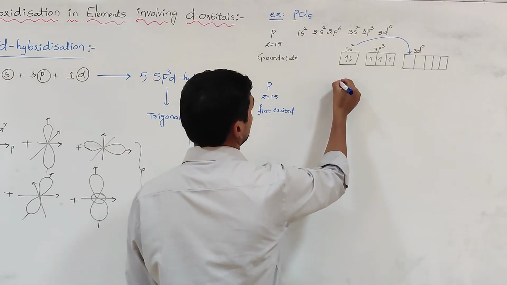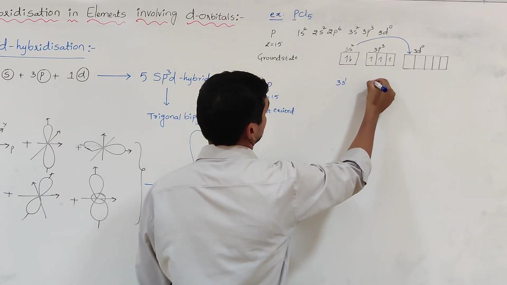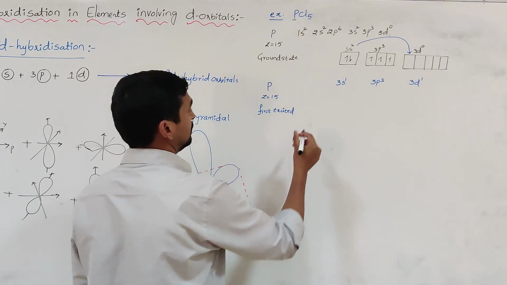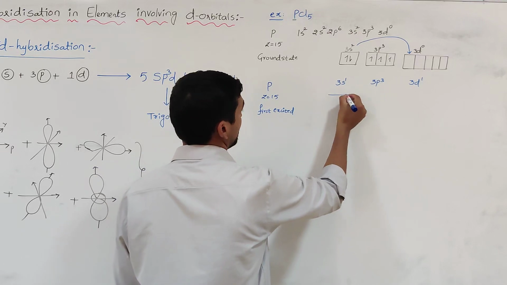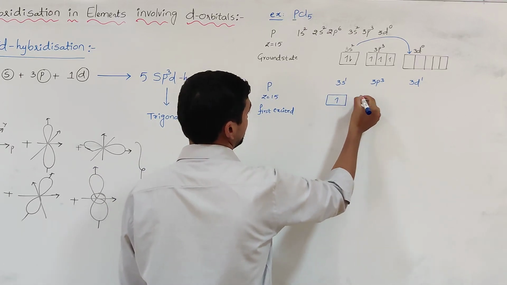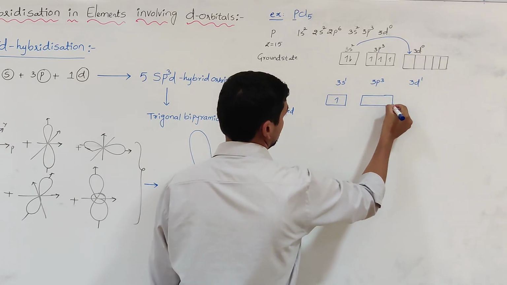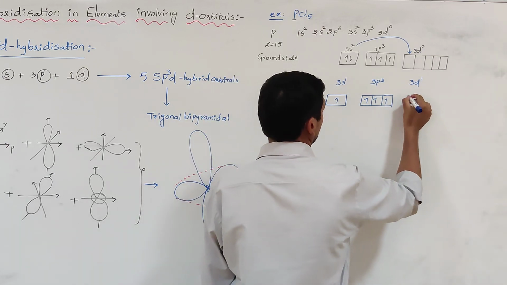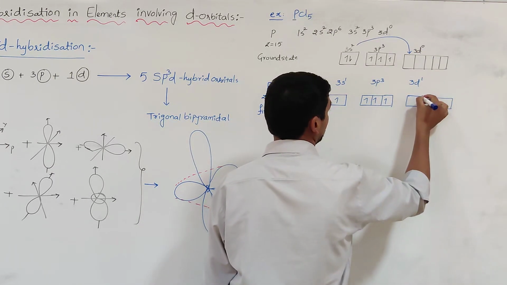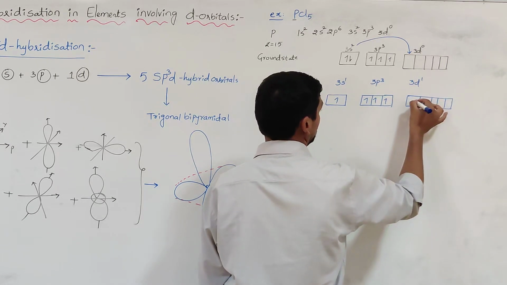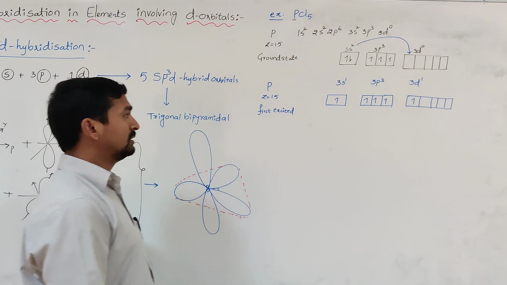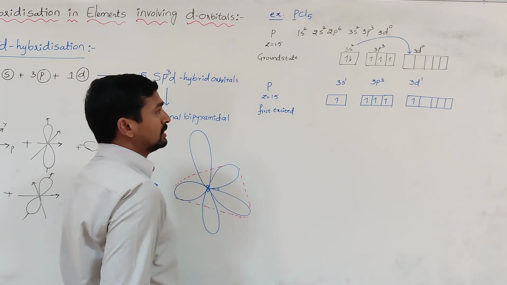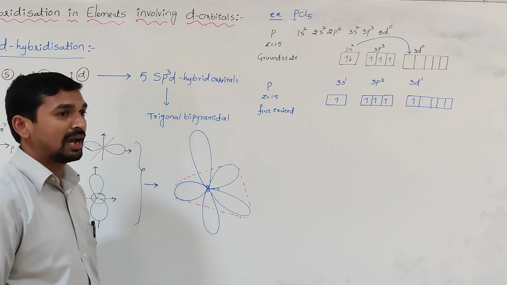So that is 3s1, 3p3 and 3d1. In the 3s orbital, one electron is present. In the 3p subshell, each orbital contains one electron. In the 3d orbital, out of the 5 orbitals, one orbital contains one electron. Now this first excited state electronic configuration of phosphorus explains the pentavalency.